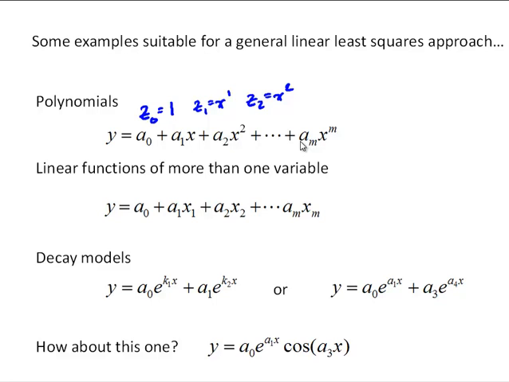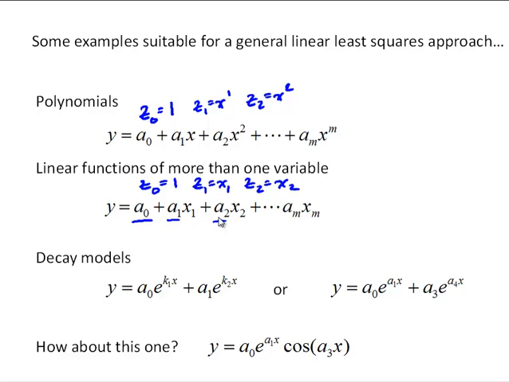Another option could be a linear function of more than one variable. So again, here we have some constant here. Again, the basis function z0 equals 1. And now z1 equals x1, but now z2 is equal to x2. And we might have other independent variables. Say we have two or more independent variables in the problem. We'd have at least three constants for two independent variables, a0 plus a1 and a2.